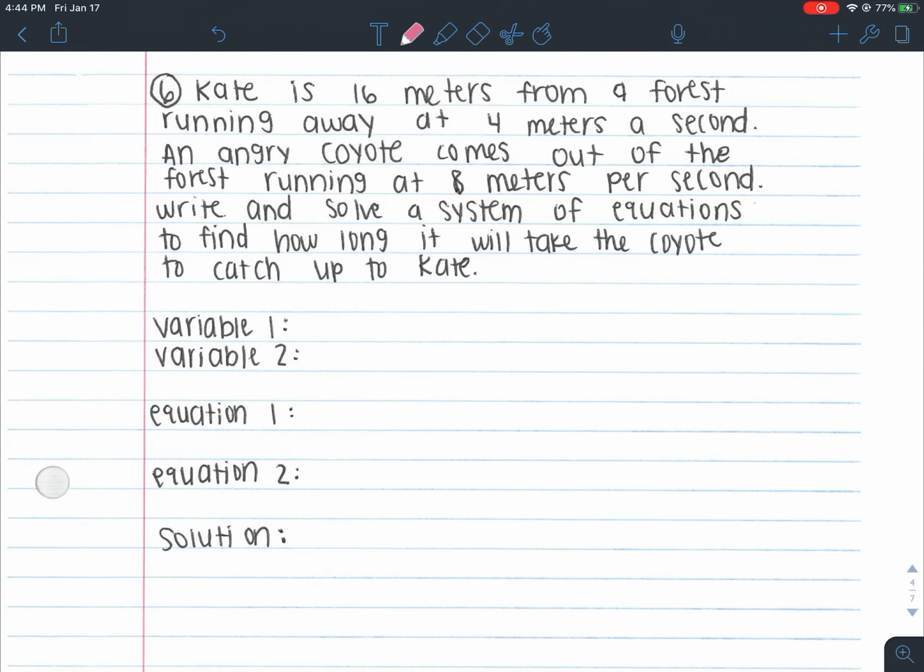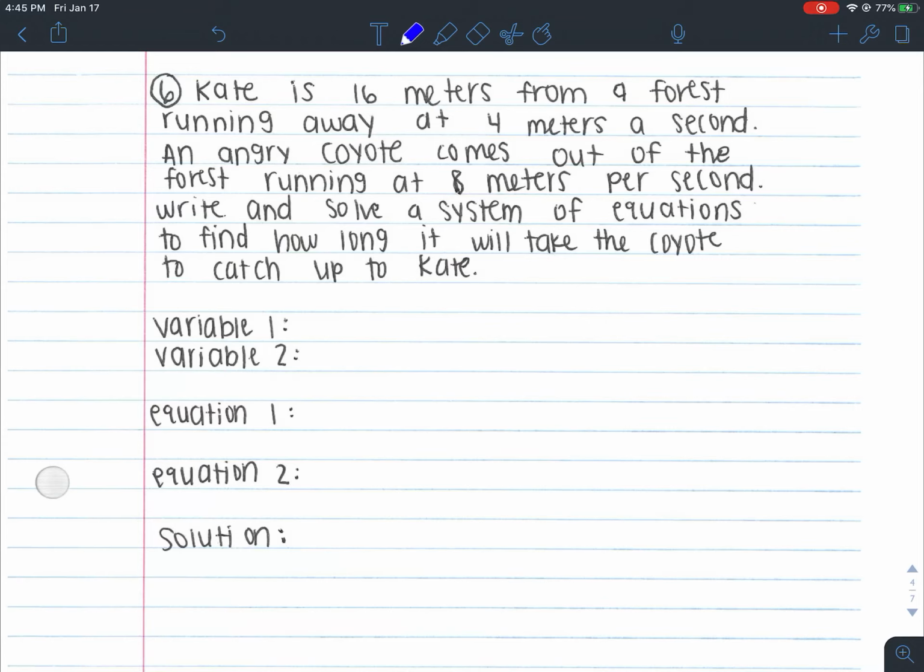All right, so we have two problems left in the notes, and they're both word problems. Now, these are word problems that you've kind of seen before, just the way that they're set up. But these we will be solving by substitution instead of graphing. So number 6: Kate is 16 meters from a forest, running away at 4 meters a second. An angry coyote comes out of the forest running at 8 meters per second. Write and solve a system of equations to find how long it will take the coyote to catch up to Kate.